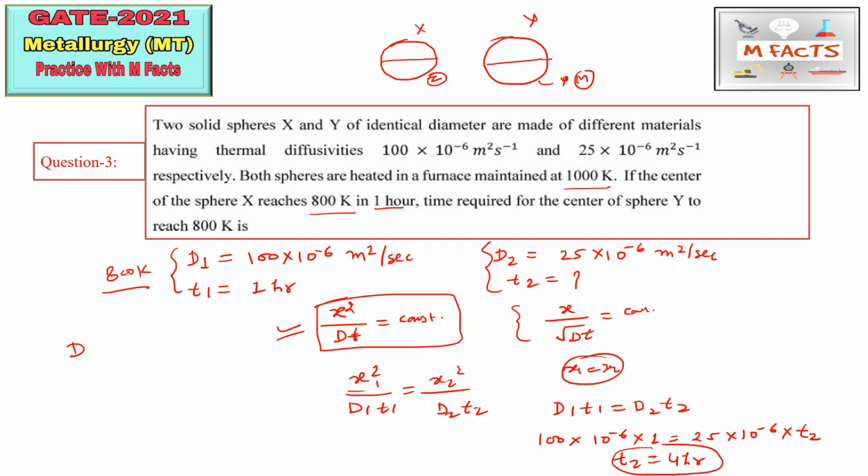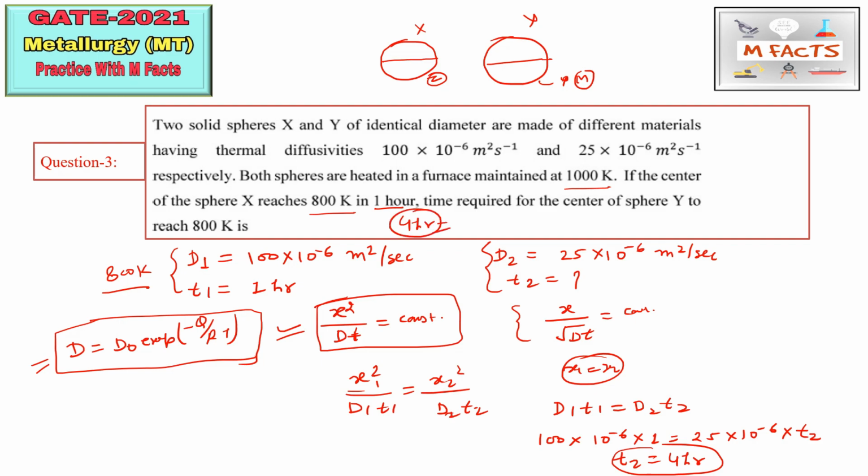The other formula is D equals D naught exponential of minus Q by RT. This formula is also important in the diffusion topic, so you should remember it also. And the others are Fick's first law and Fick's second law, that is the ERF value. So here the answer is 4 hours. So 4 hours is the correct answer.